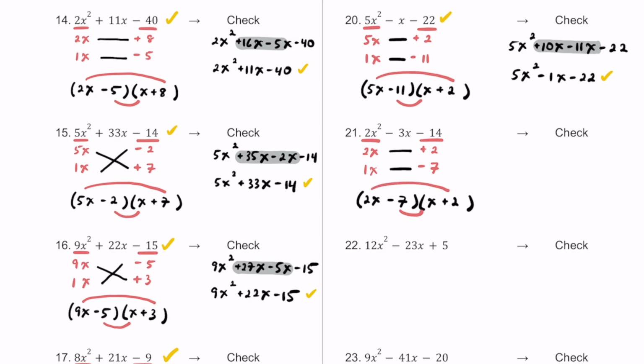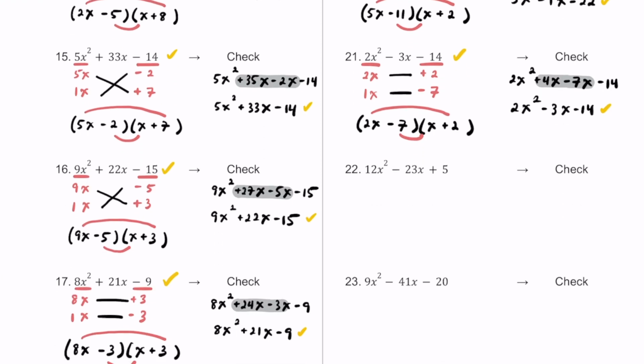2x times x is going to be 2x squared. Then check the outers and check the inners. For the outers, we're going to get plus 4x. For the inners, we're going to get minus 7x. And then finally, for the last, negative 7 times positive 2 is going to be negative 14. Let's go ahead and check if we combine these in the middle. If we do so, we're going to get 2x squared minus this 3x minus 14. All right, cool. This worked out. Let's try just a few more.